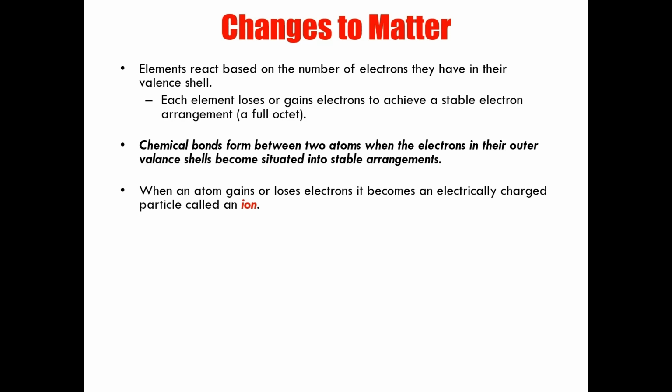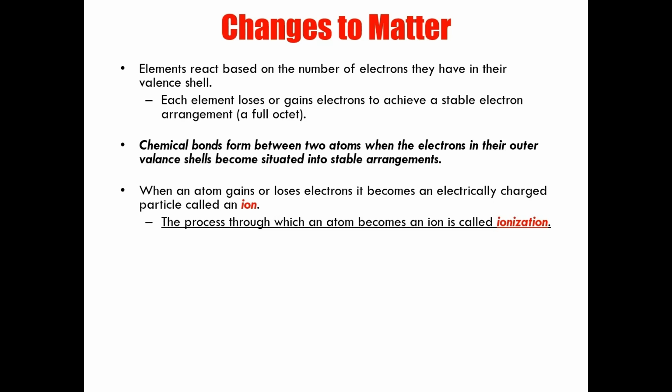When an atom gains or loses electrons, it becomes an electrically charged particle called an ion. The process through which an atom becomes an ion is called ionization. And so ionization is the process of an atom gaining or losing an electron.